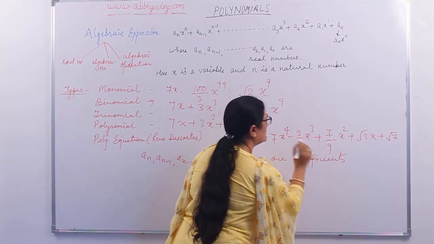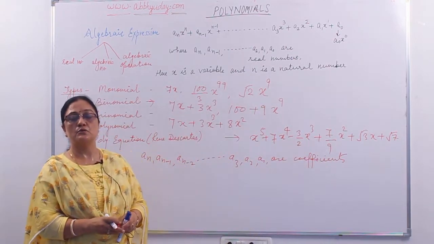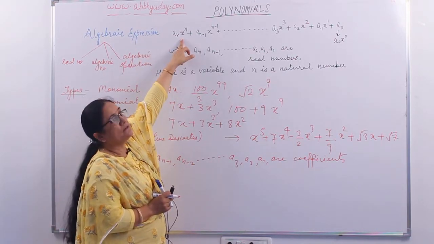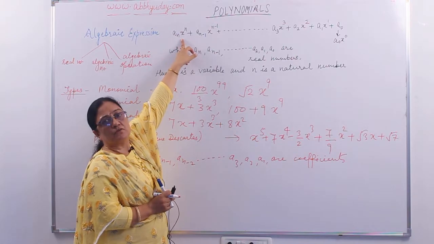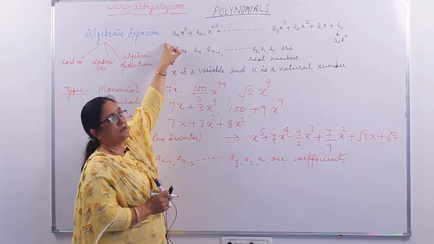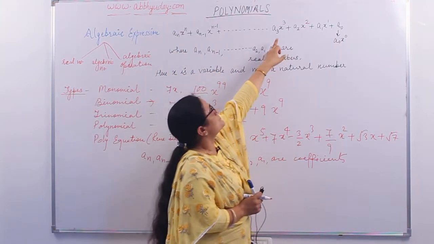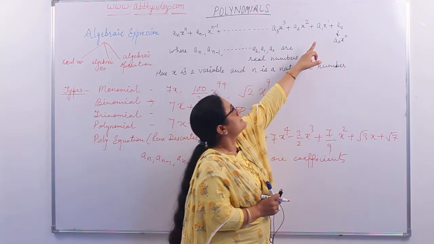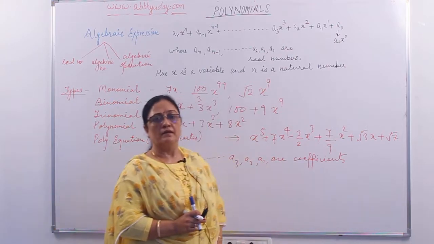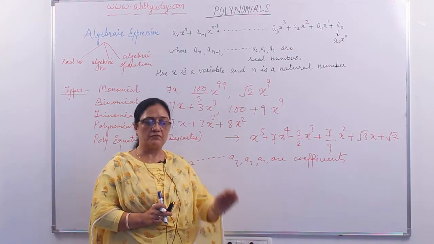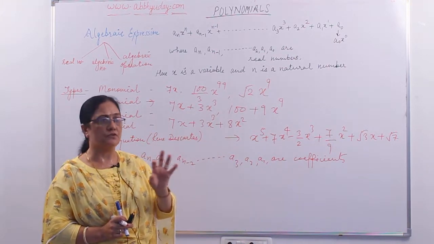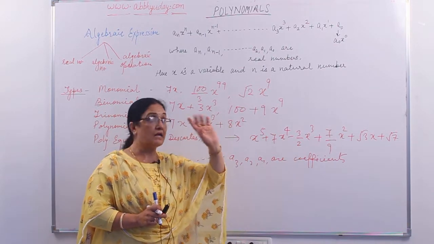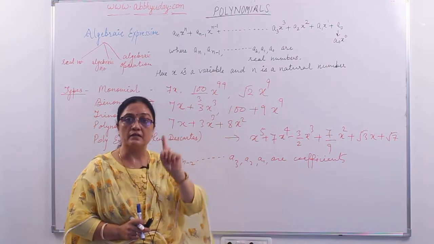These are called coefficients. These are the coefficients of that particular number there. Like here, what is the coefficient of x power n? It is an. The coefficient of x cube is a3. The coefficient of x is a1, this way. So the number which is written just before that variable is its coefficient. So these are the coefficients, and as I told you earlier, it should be a real number.